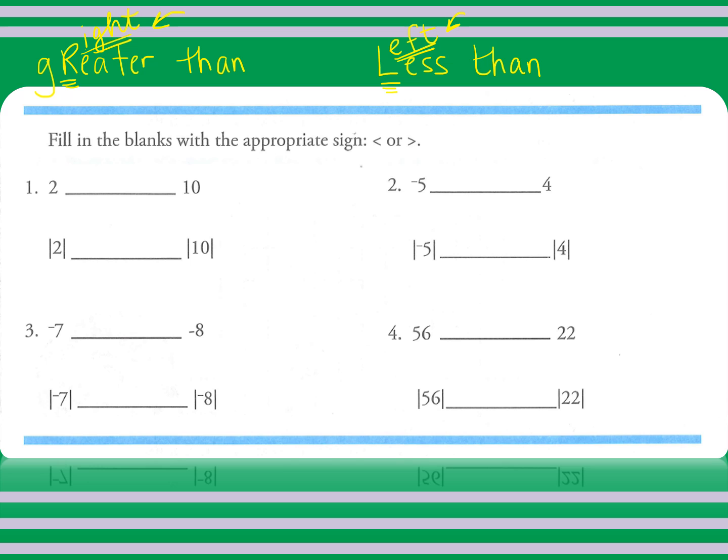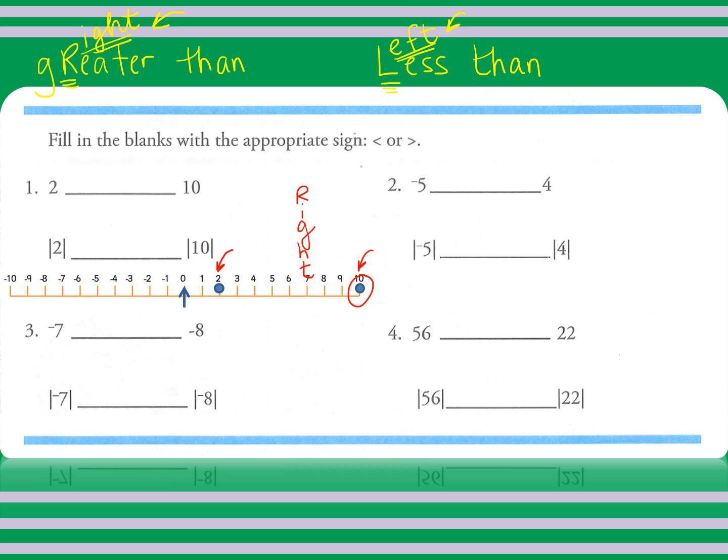So let's go over our answers. Question number 1. We've plotted the numbers 2 and 10. 10 is on the right side of 2, so it is greater than 2. The absolute value of 2 is 2, and the absolute value of 10 is 10. 10 again is on the right side of 2, so it is greater.